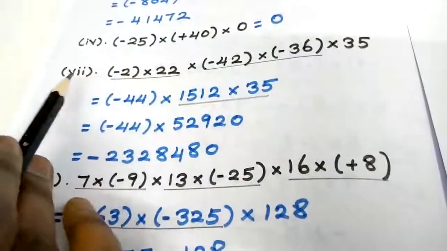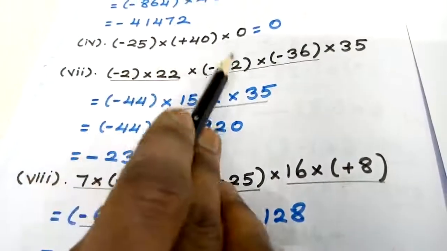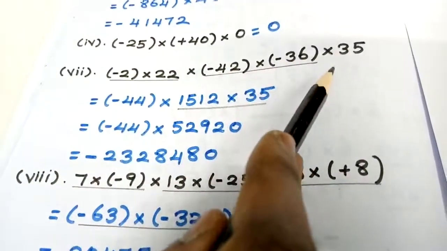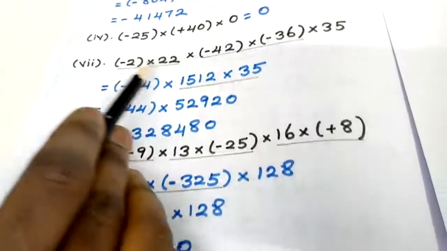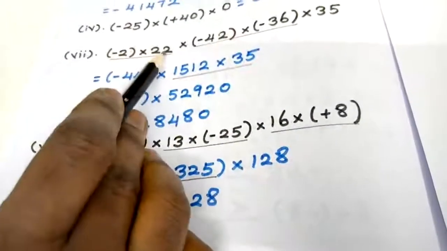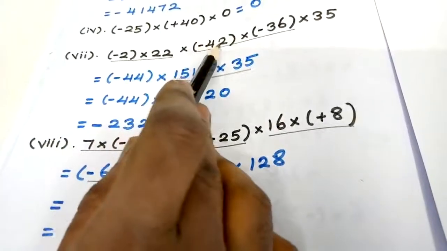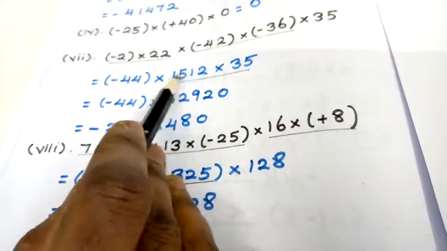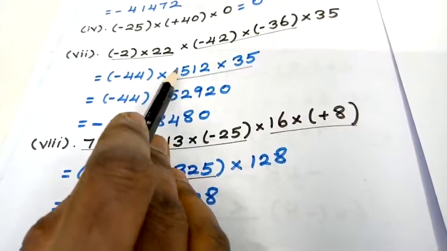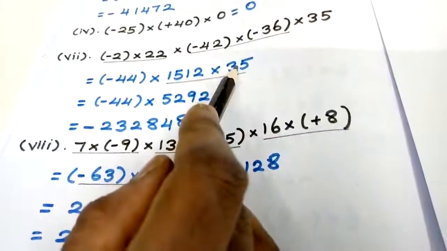Coming to question number 7. See how many numbers you are having here. 1, 2, 3, 4, 5. You can do the calculation in any way. What I am doing here is first I am pairing 2 numbers. I am multiplying this value, students. I am getting it as minus 44 into minus 42 into minus 36. I am getting it as 1512 into 35. I am writing it as it is.